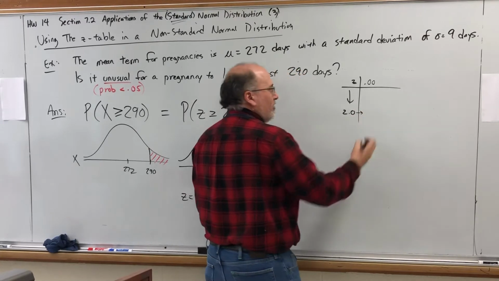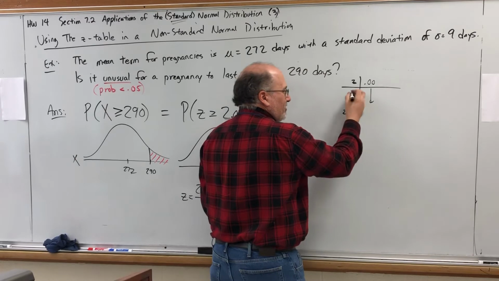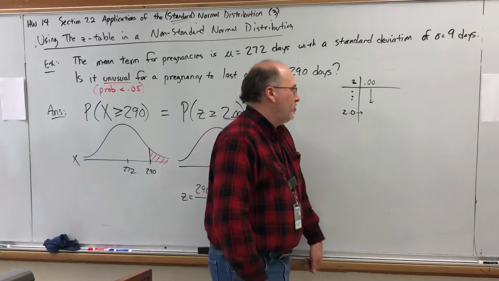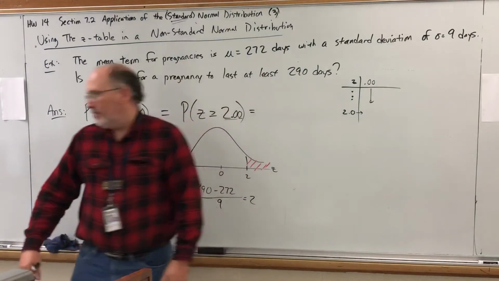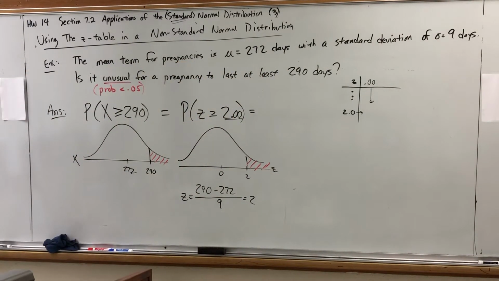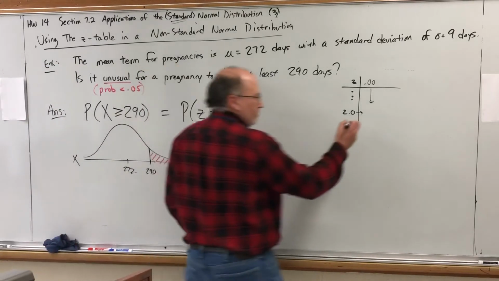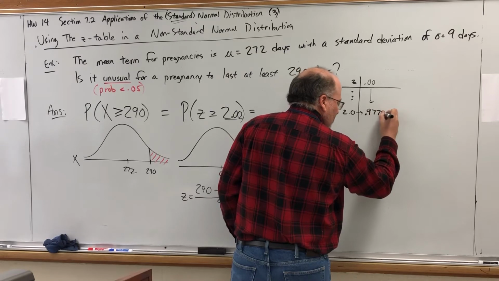So if we look across the 2.0 row, down the 0.00 column, we should get 0.9750. It's not what we got. We got 0.9772. Oh, okay. We got 0.9772. I was close.